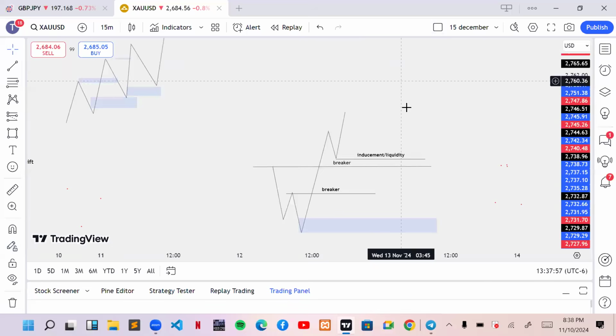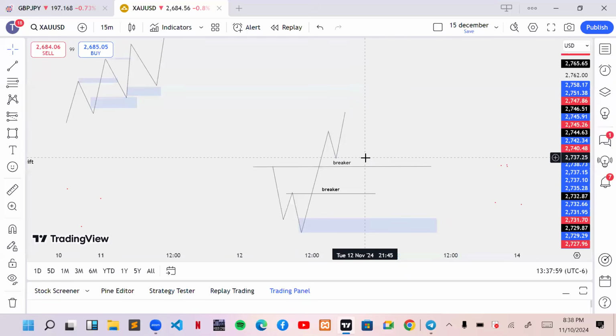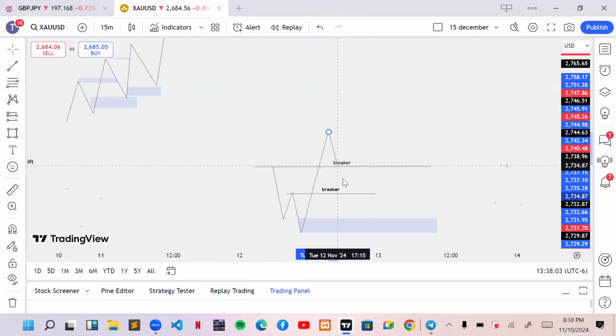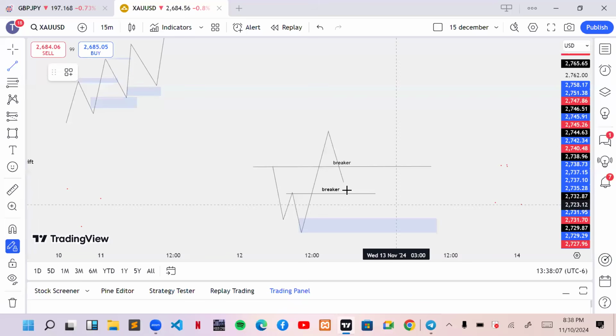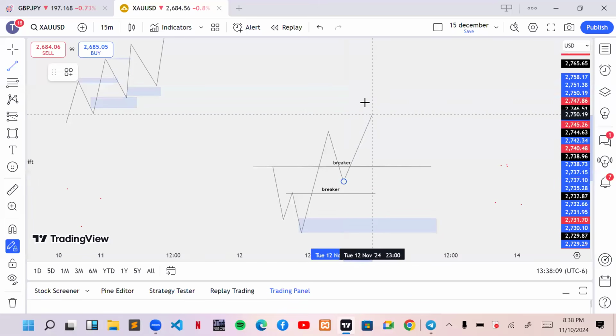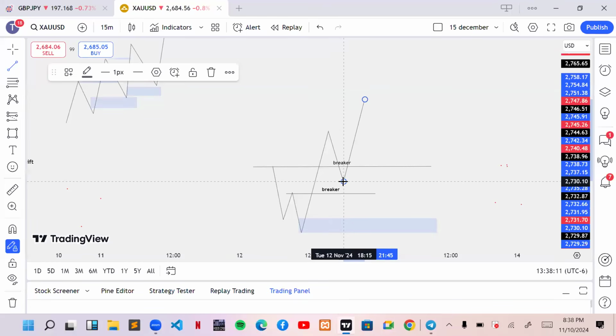In a scenario where after market did this break, and this is the pullback right here. This is the pullback that market made before going up. That means that our inducement is here. So this is our inducement right here.